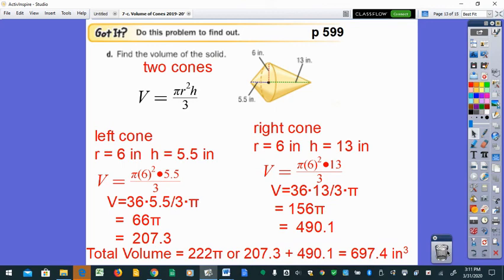So composites really aren't that tough. It's really just kind of like doing two problems in one and either adding or subtracting at the end. Both of the problems we did today are adding, but if you have a hole in the shape like we did with the cylinders, then it would be subtracting.